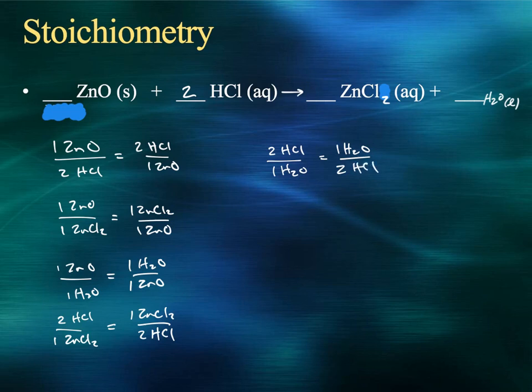And our final option can have 1 zinc chloride for every 1 H2O, and 1 H2O for every 1 zinc chloride. Okay, so those are the possible mole ratios. Got 6 of them there, 6 possibilities.